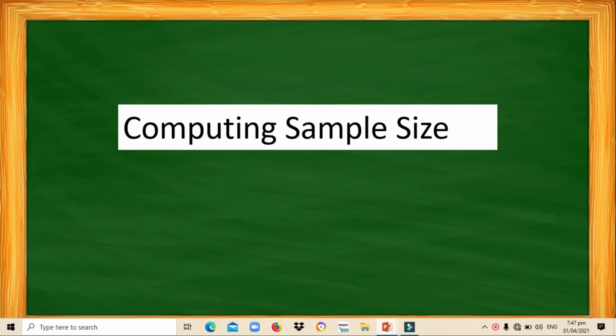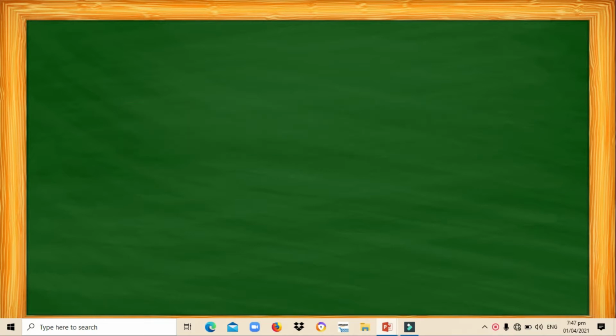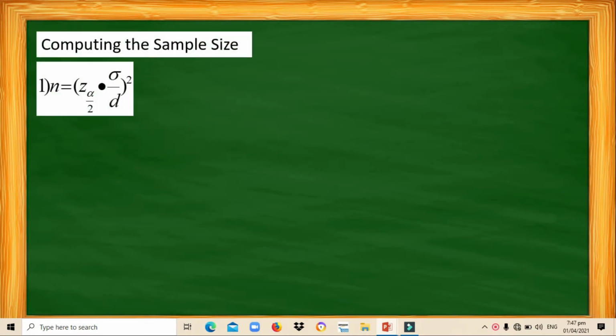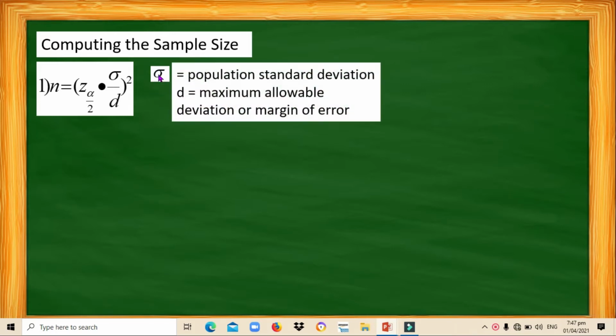Our topic is about computing the sample size. Okay, so we have two formulas to compute the sample. First formula: n equals the quantity of z sub alpha over 2 times the population standard deviation over d, then squared, where sigma is the population standard deviation, and d is the maximum allowable deviation or the margin of error.